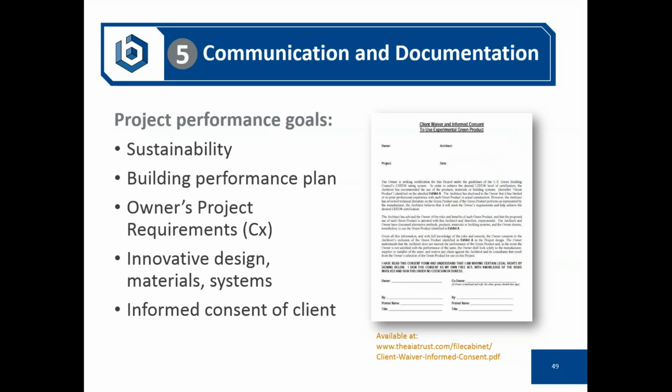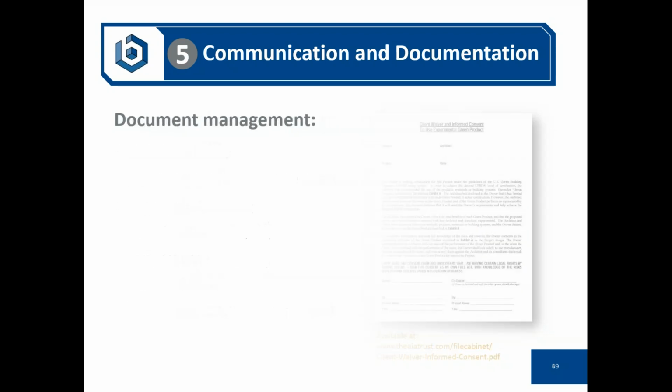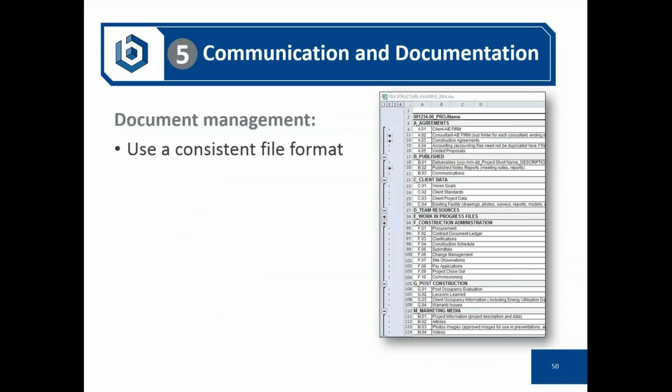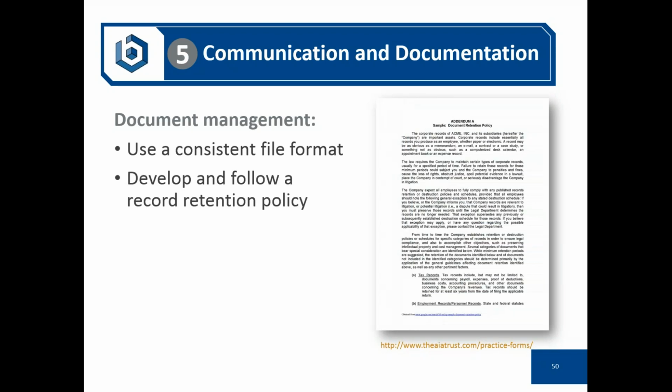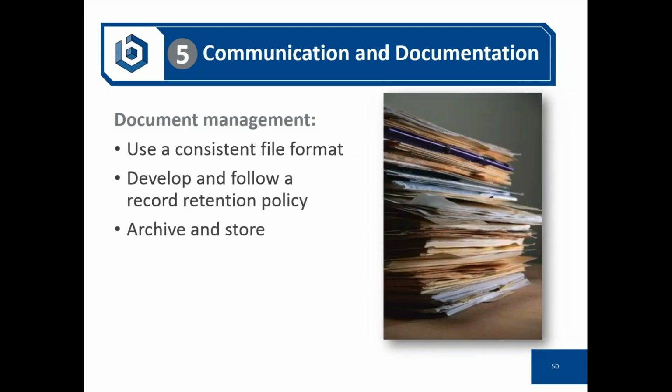AI Trust even published a waiver for this, but we think it's sufficiently documented when it's in a well done meeting minute. So consistent file format is important. This is an Excel spreadsheet that we developed in order to have a model that can expand and contract depending on the size and complexity of the project. You want to be consistent in the way you file and the way you retain your records.